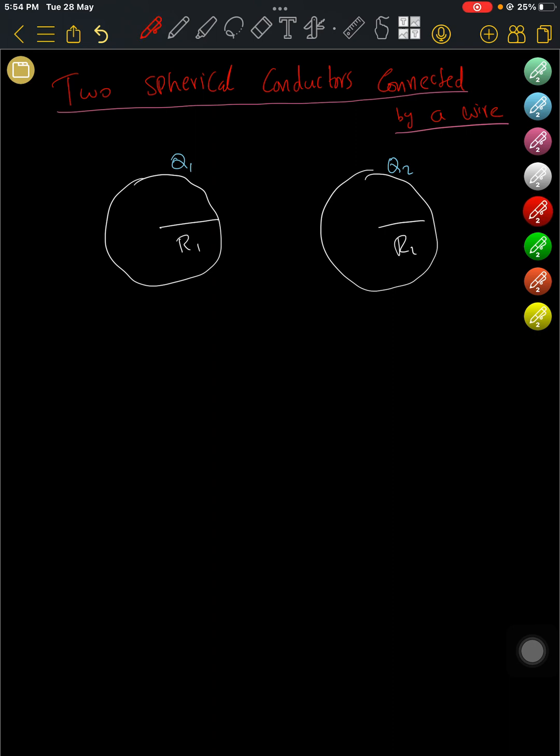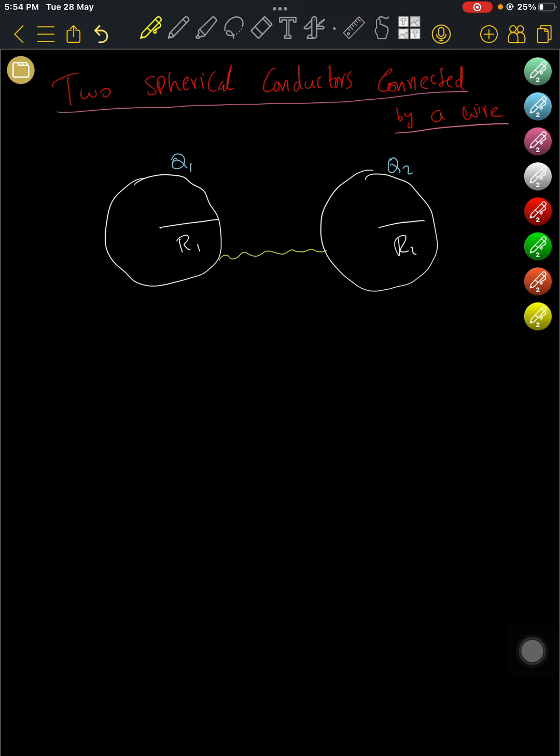Now what do I do? Very simple. I'm going to connect one wire between the two spheres, and that wire is made of conductor. Now think about what actually happens. Guess whether any charge distribution happens. Even after connecting the wire, do you think that the charges on each sphere become the same?